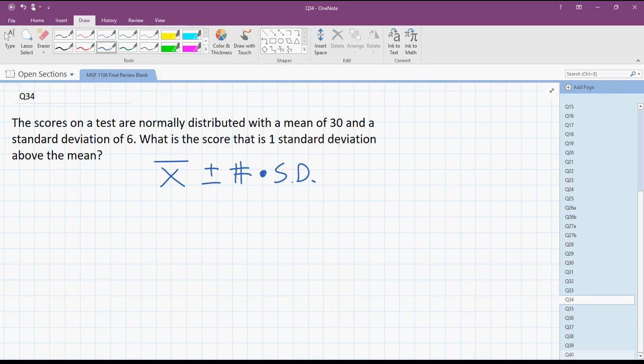Okay? The adding or subtracting. You will add when they want above the mean. You will subtract when you want to be below the mean. So you will add when it is all about being above. You will subtract when it is all about being below.